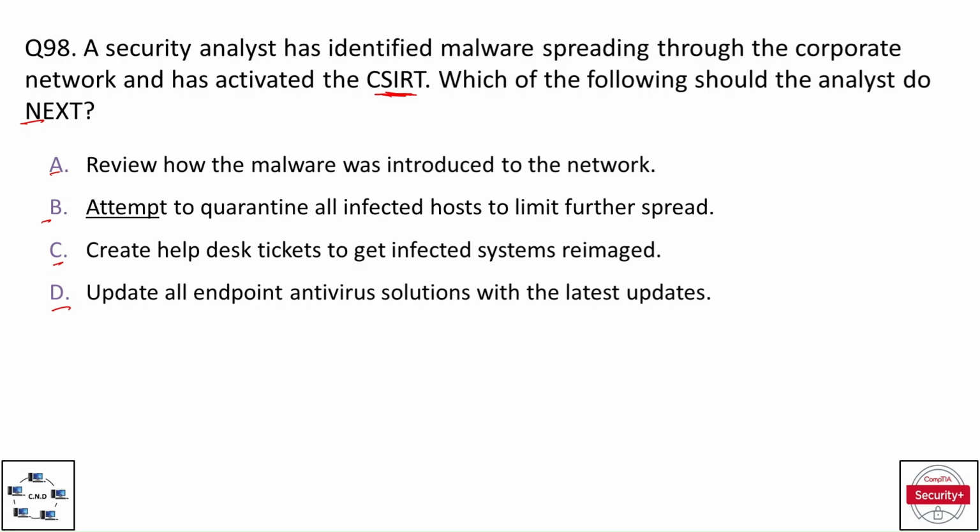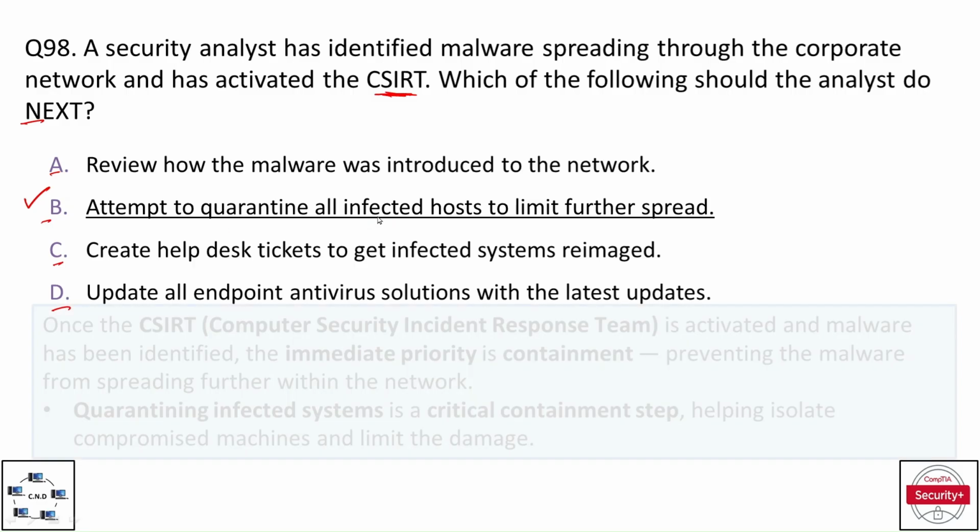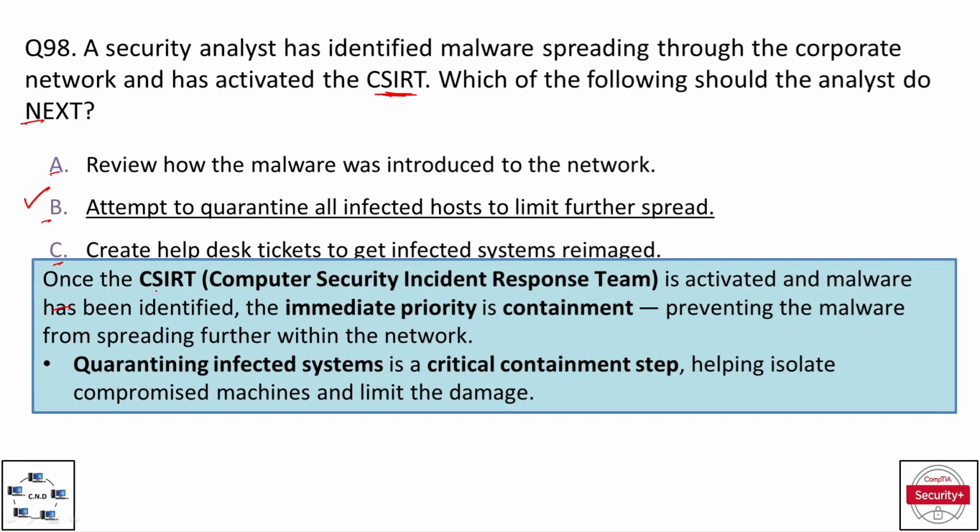And the correct option is option B, attempt to quarantine all infected hosts to limit further spread. And the explanation is, once the CSIRT, that is Computer Security Incident Response Team, is activated and malware has been identified, the immediate priority is containment, that is preventing the malware from spreading further within the network. So quarantining infected systems is a critical containment step, helping isolate compromised machines and limit the damage.